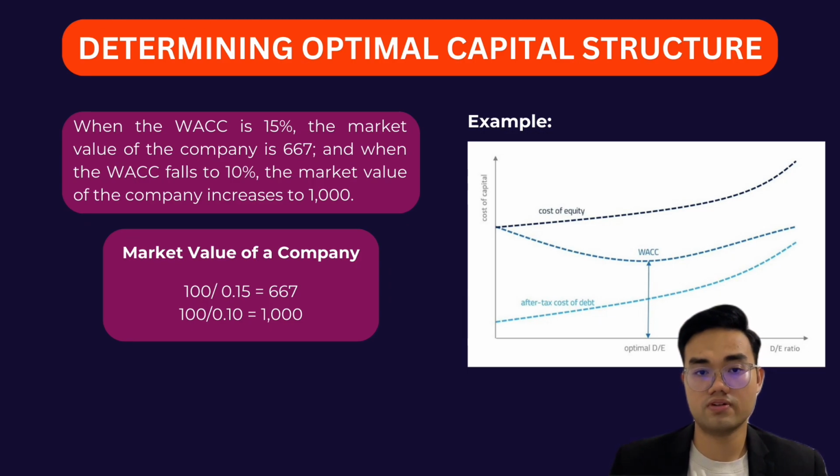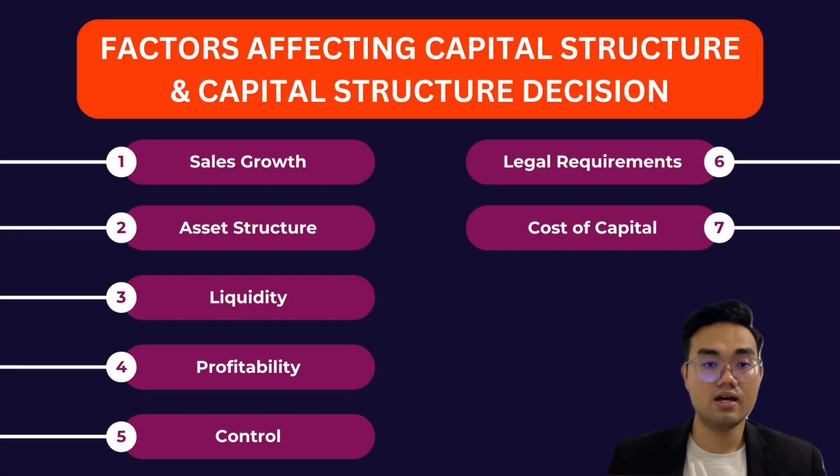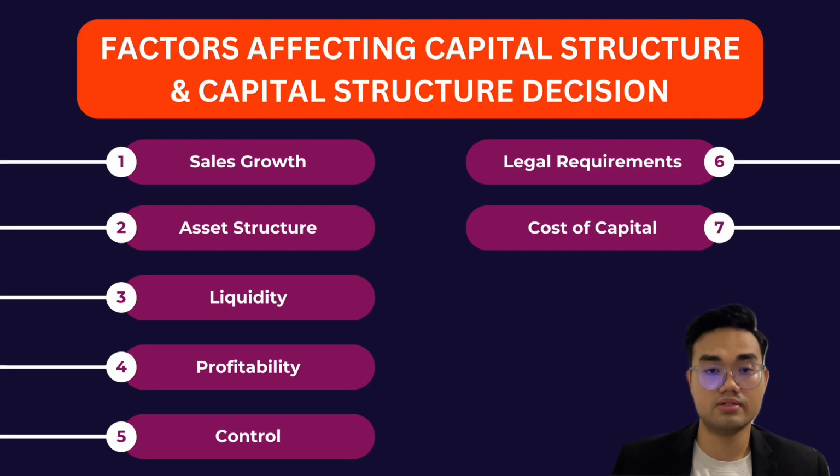Therefore, the search for the optimal capital structure becomes the search for the lowest WACC, because when the WACC is minimized, the value of the company, or shareholders' wealth, is maximized. So it is the duty of all finance managers to find the optimal capital structure that will result in the lowest WACC. Next, factors affecting capital structure and capital structure decision.